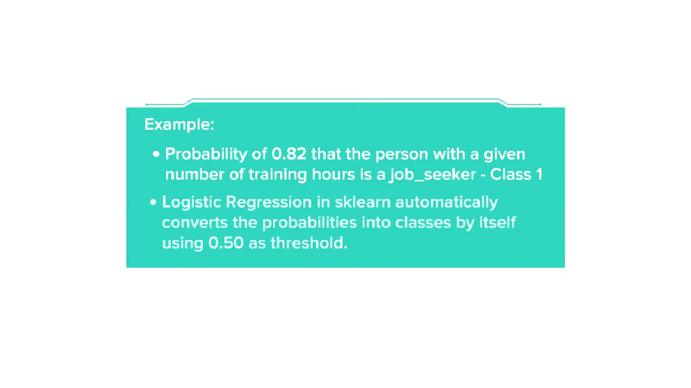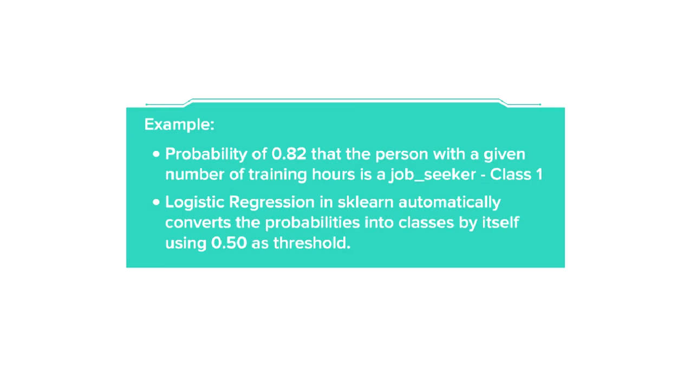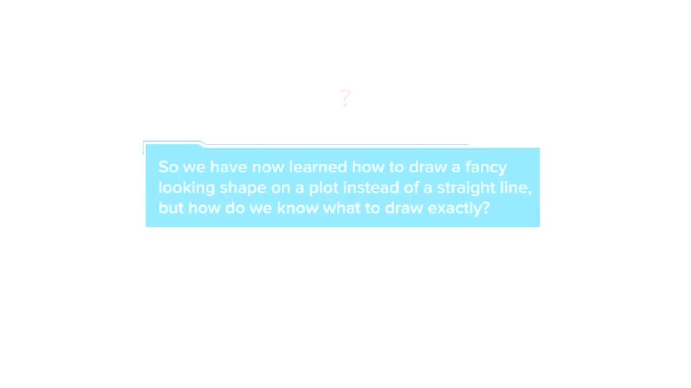The important thing to note is that logistic regression in sklearn automatically converts the probabilities into classes by itself using 0.50 as threshold. We can also play around with probabilities and thresholds, which we will see during the implementation phase.